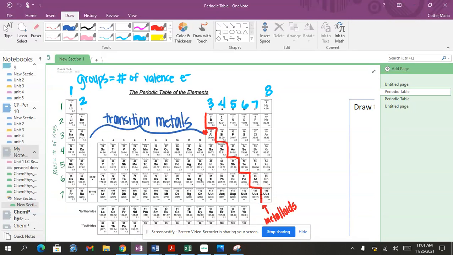Hi everyone, we're going to work on drawing a Bohr model. For the purposes of our basic introductory chem class, you need to make sure that you have identified that row numbers will equal the number of rings, and your groups, or the columns that go across, skipping over the transition metals in the center, will equal the number of valence electrons you have. Valence electrons are the electrons in your outermost ring.